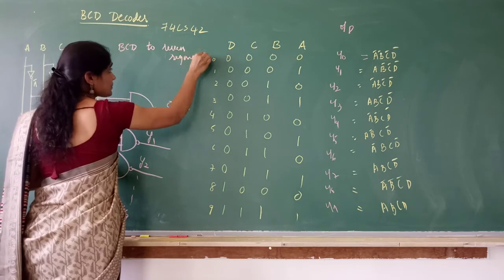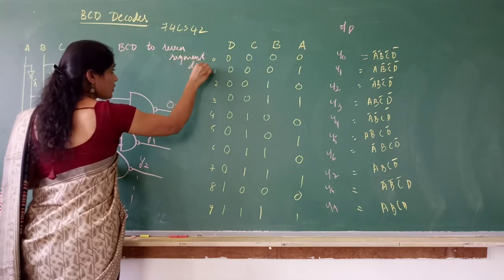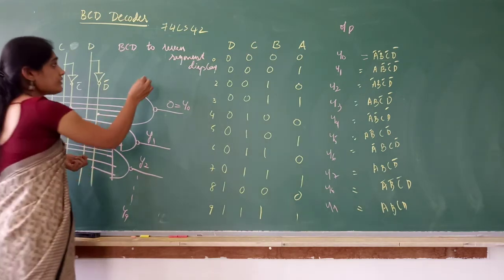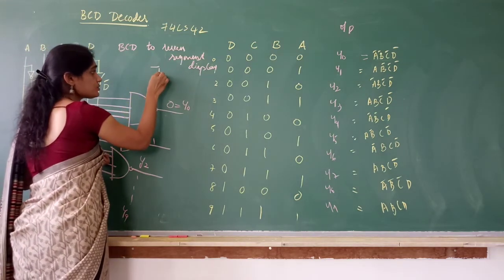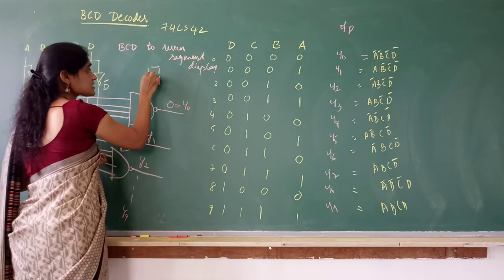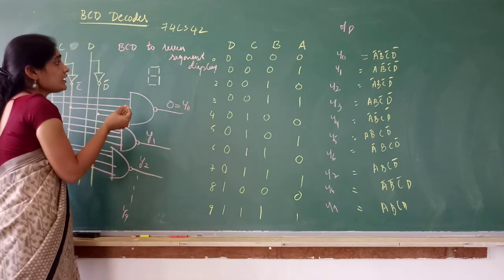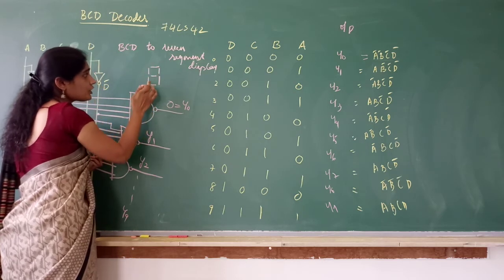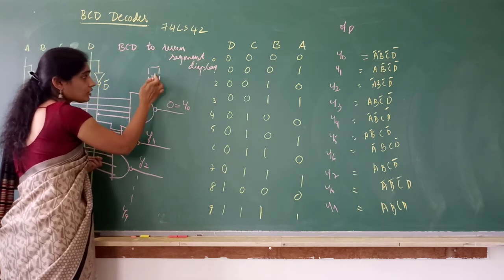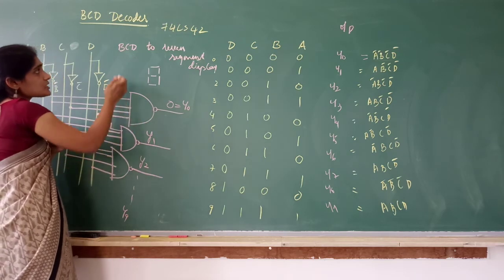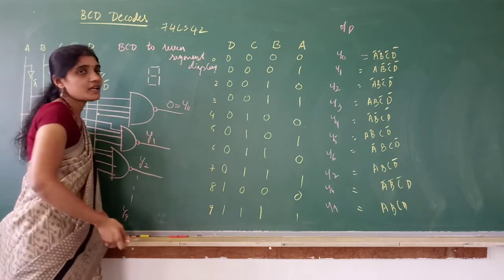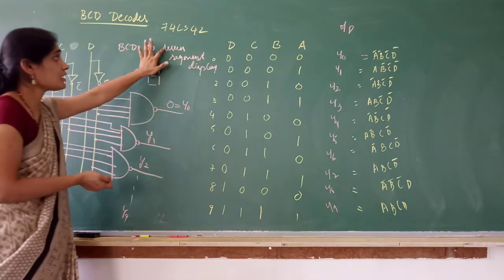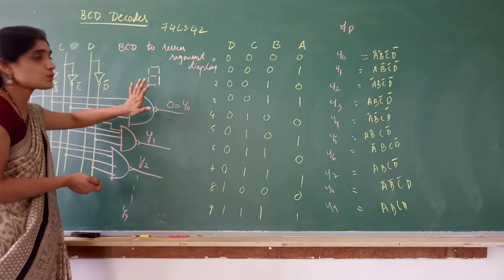We also have one more code, that is BCD to 7 segment display. For 7 segment display, you have an experiment in your lab. You will have 7 LEDs. If you want to display 0, these LEDs will be on. If you want to display 1, these 2 LEDs will be turned on. So for BCD to 7 segment display, you will have 4 inputs and 7 outputs, one for each segment.